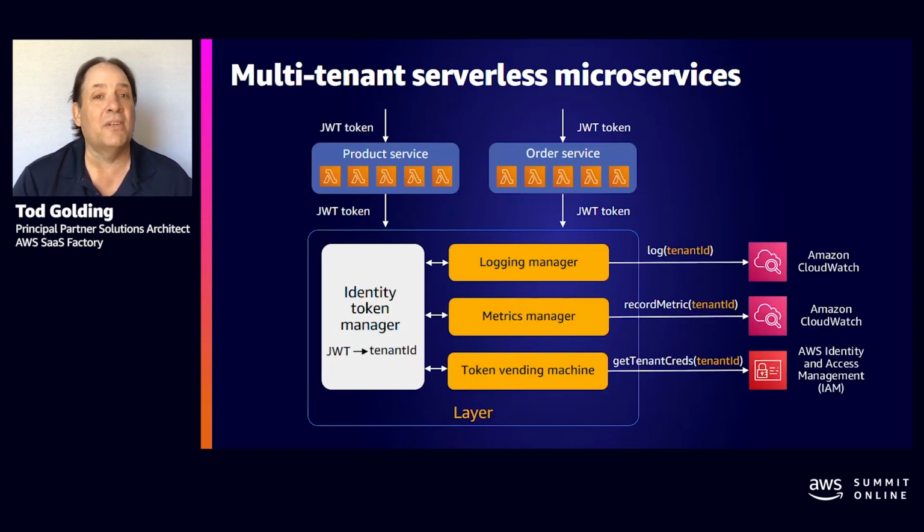So in this case, you'll see that we have this Lambda layer that's running here. And in this Lambda layer, we've got a set of helper services. We've got a logging manager so that when you go to log a message, you just say log, you pass in the token context. It figures out who the tenant is using the token manager that will turn the JWT into a tenant ID and inject that tenant into your log messages. Same thing with metrics. And then here you also see what we call a token vending machine. This token vending machine is used for your isolation story to go out and get credentials, get a token that is specific to you as a tenant.